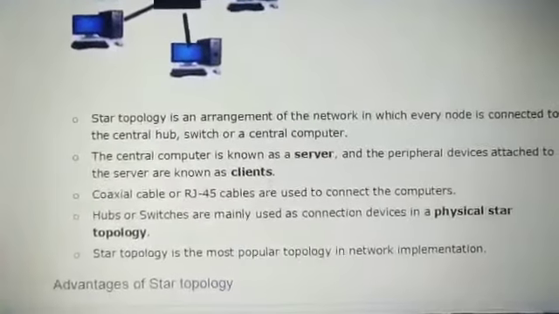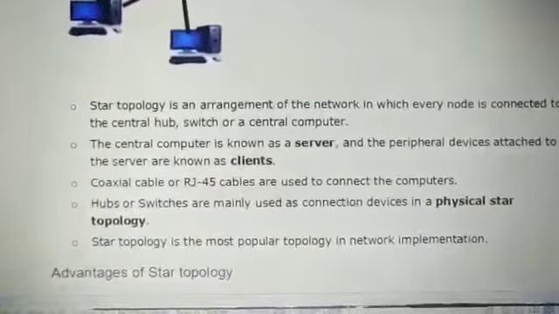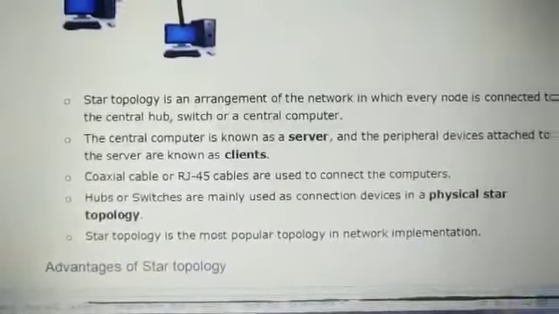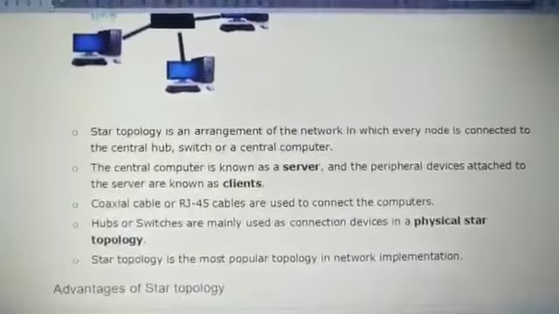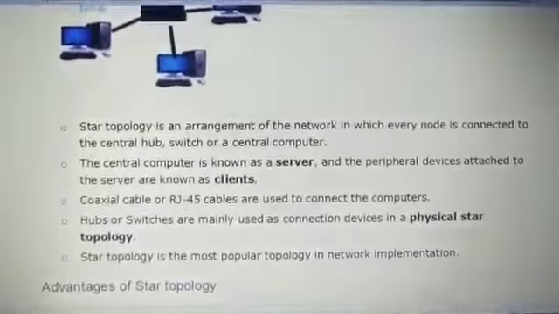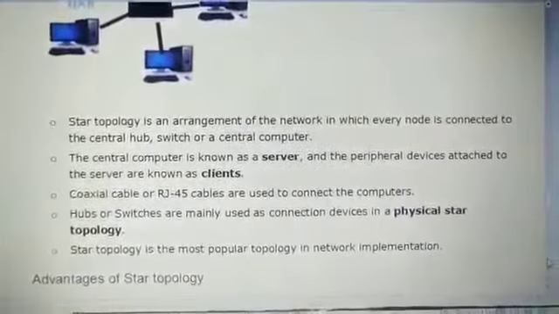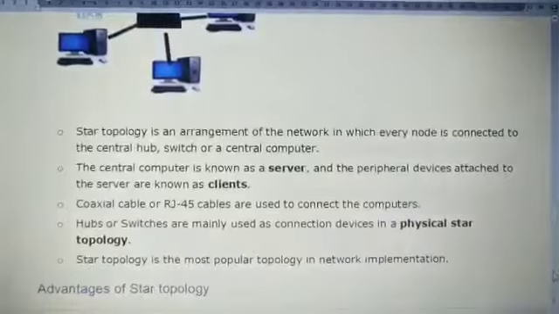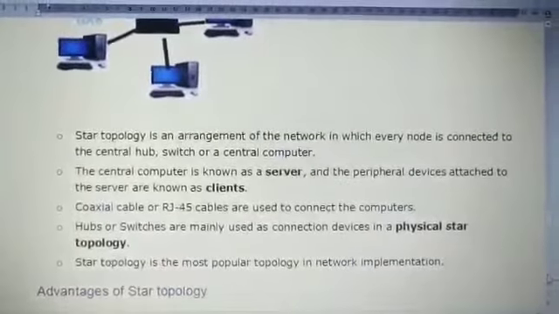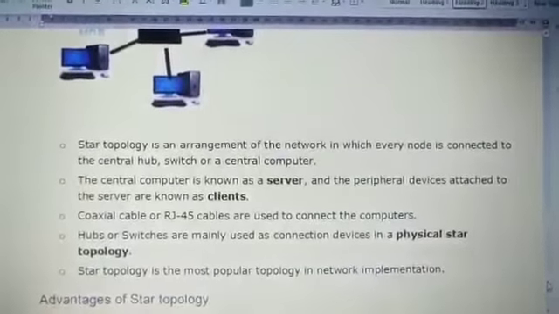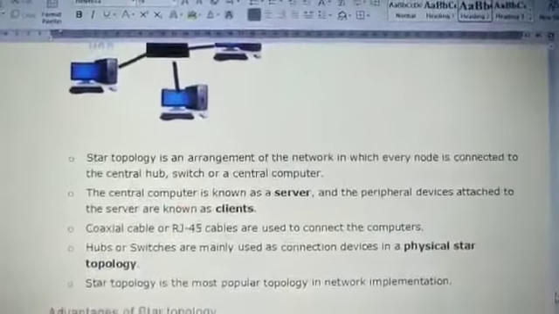Or here UTP kind of cable, or you can use coaxial cable or RJ45 cable also. I said this UTP type of cable, coaxial cable, or RJ type of cable also we can use over here. Okay. So the hubs or switches are mainly used as connection device in the physical star topology.